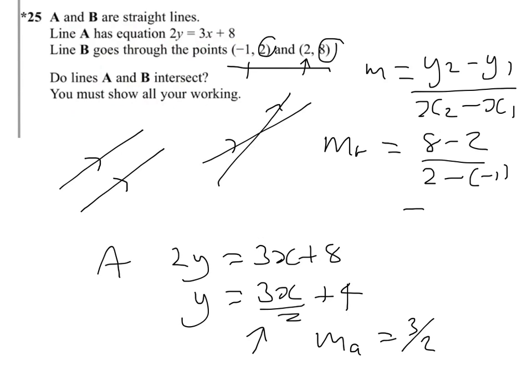So 8 minus 2 is 6, and 2 minus minus 1, so be careful there, gives me 3. And 6 over 3 equals 2. So we can see that the gradient of A is 3 over 2, or 1.5. The gradient of B is 2. So they are not the same. So we're looking at this type of example, and so the lines do intersect. So the answer is yes, they intersect. And that's the answer.